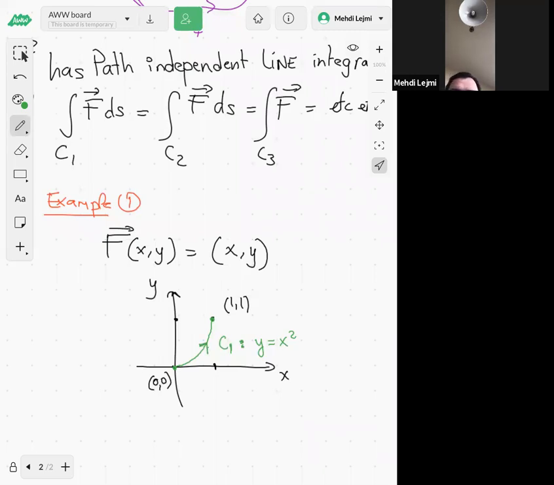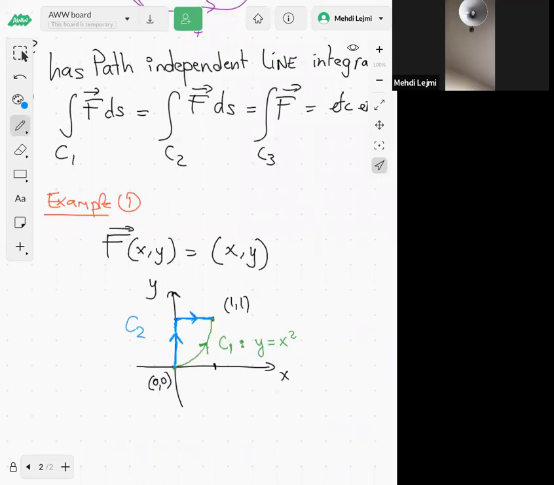Okay, so I'm going to take another path. Let's say another path along the y-axis first, and then this horizontal line here. This is another path connecting (0, 0) to (1, 1), right? This is my path C2.